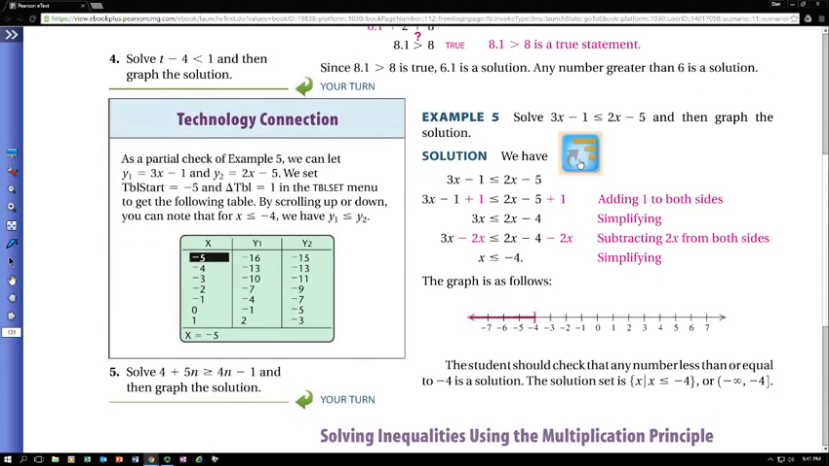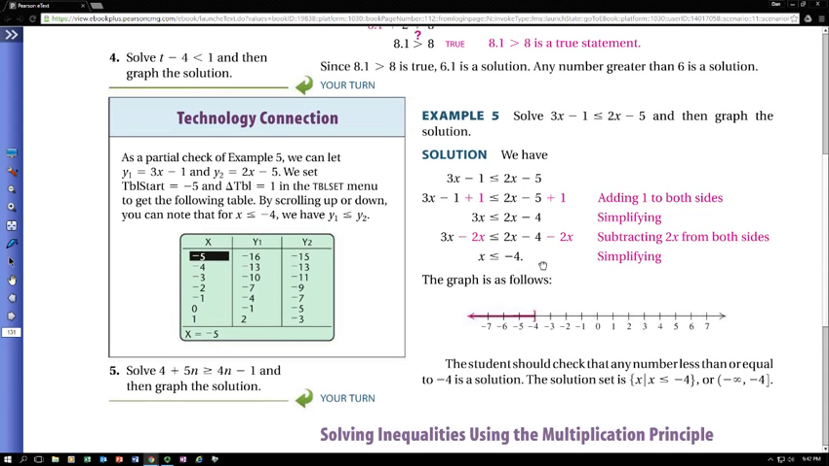Now we're going to have things where we have the variable on both sides. This is just the same process we go through with solving equations, equal sign ones. So in this case they add a negative, or they add 1 to both sides to get rid of this addition of a negative 1 or minus 1. And I end up with 3x is less than or equal to 2x minus 4. They add a negative 2x to this 2x, which makes it go to 0. And I end up with x is less than or equal to 4.